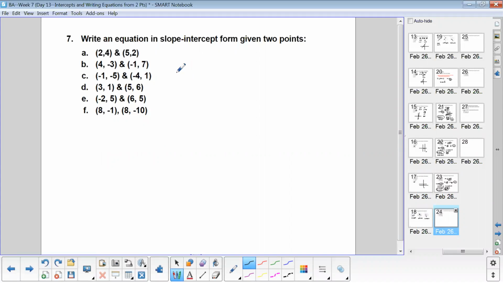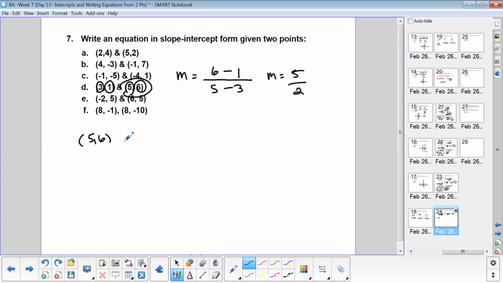Part D, I need to find my slope. So I'm going to choose 6, take away 1, and I'm going to choose 5, take away 3. So the slope would be 5 minus 3 is 2, so my slope would be 5 halves. And then I need to pick an ordered pair. So I'm going to choose the ordered pair 5, 6 with the slope of 5 halves.